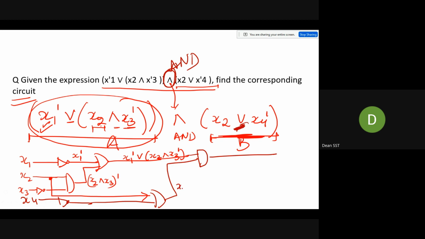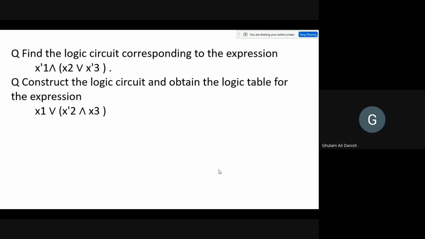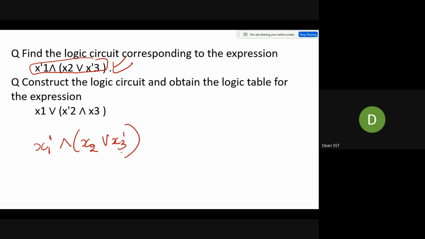Fine. This is x2 or x4 bar. Fine. Is it clear, class? So in this way you can practice. So can you make this? Find the logic circuit corresponding to expression x1 ka complement and x2 or x3 ka complement. Can you construct circuit diagram for this? Try.